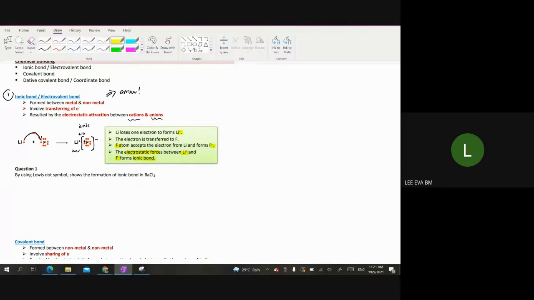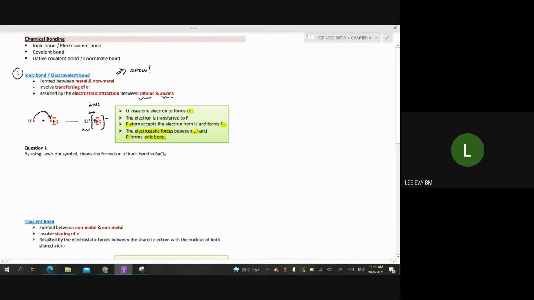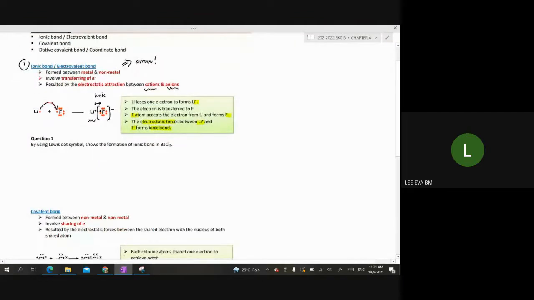So let's just try the example here. So now, question number 1, by using Lewis dot symbol, show the formations of barium chloride. So from the formula over here, you know that there's one Ba atom, and then there's two Cl atom. Okay. So can anyone tell me what is the valence electron for barium? 2. It is from group 2, so there is 2 valence electrons.